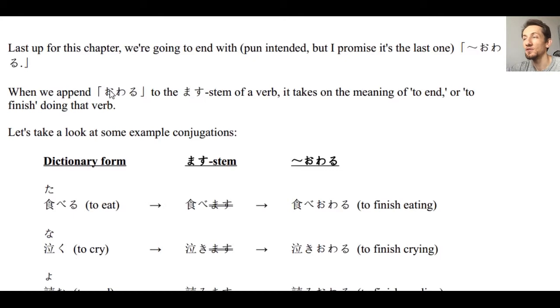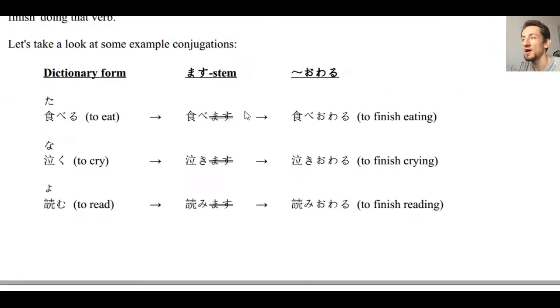And the way we do that is very similar to what we learned in parts 1 and 2. Actually, it's the exact same. We simply append owaru, which is the verb for to end or to finish, to the mas stem of a verb. And that's it. So we'll look at some examples just to make sure we're all on the same page.